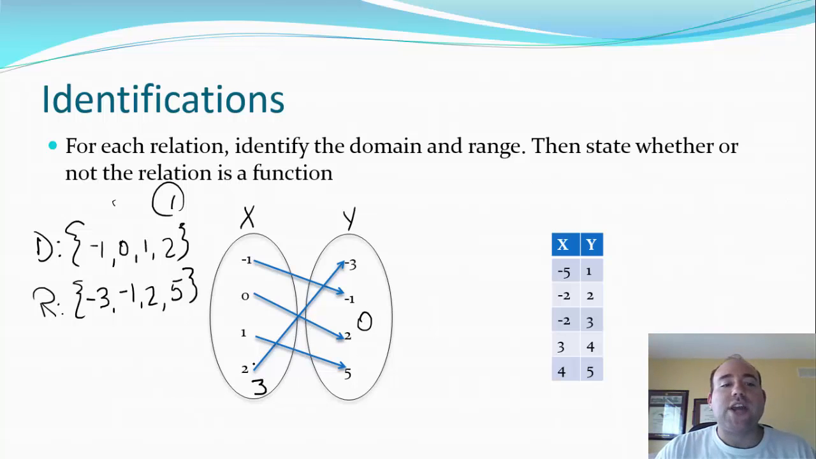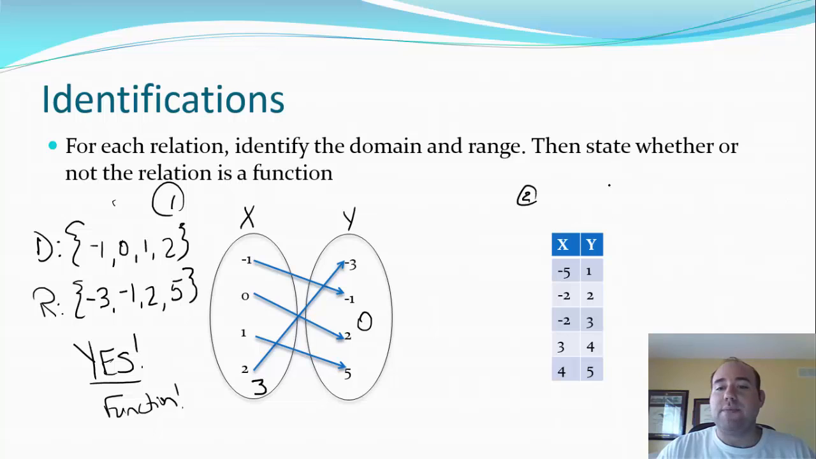All right, now to check to see whether or not this is a function, we look at our x's. Do they repeat? And by that, I'm saying, is there more than one blue line coming out of any of these? I don't think so. So this is a function, because the x-coordinates do not repeat. All right, let's try the second one now.